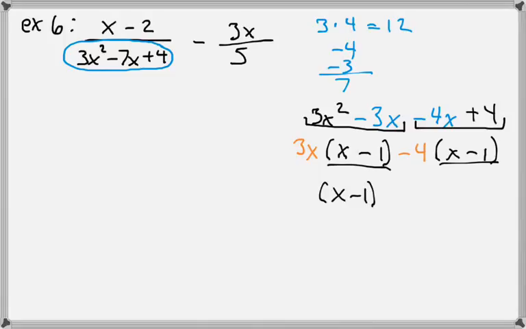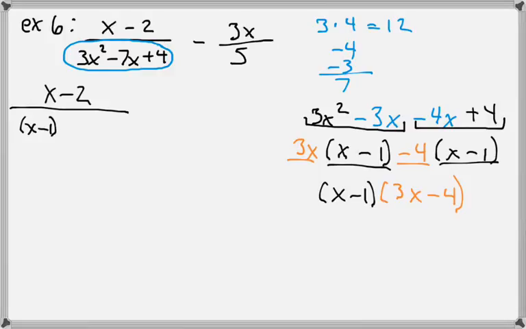And then what's my next one? It's those there in orange. What was left? A 3x minus 4. So my factored form of that denominator we circled up there in blue is this guy. So we're going to go ahead and replace it. So we have an x minus 2 all over my new denominator, an x minus 1, and a 3x minus 4.